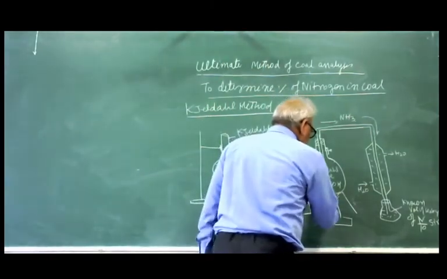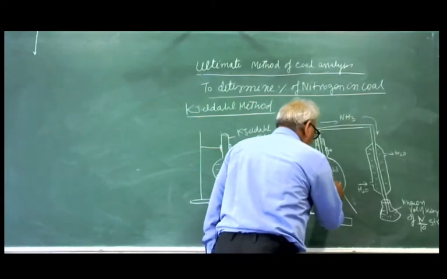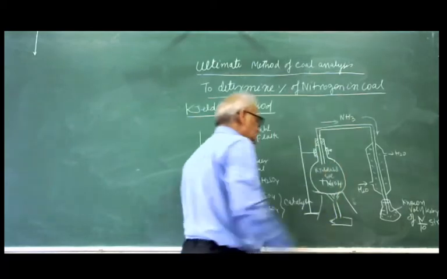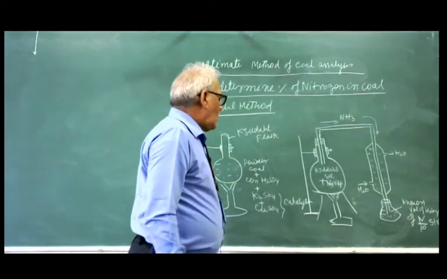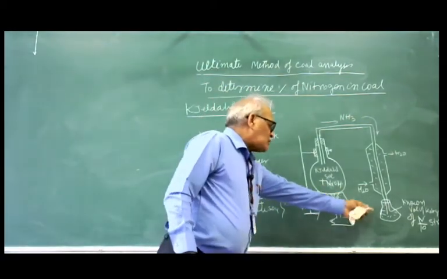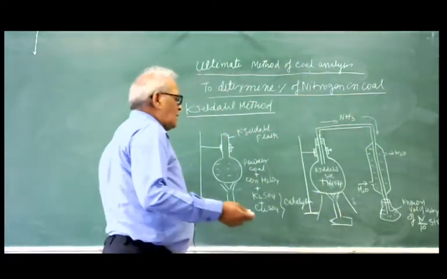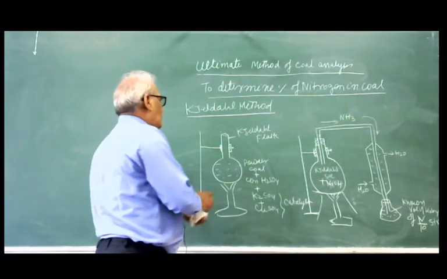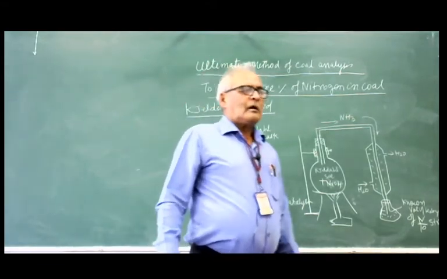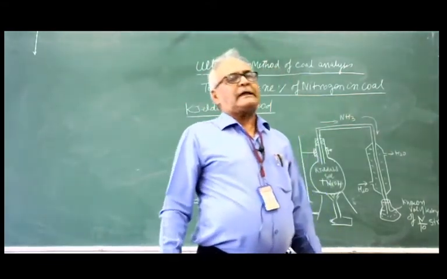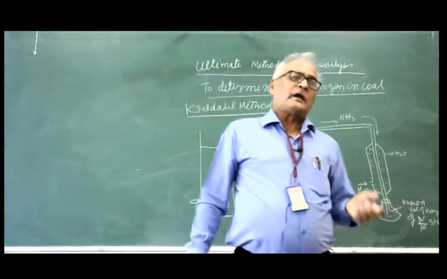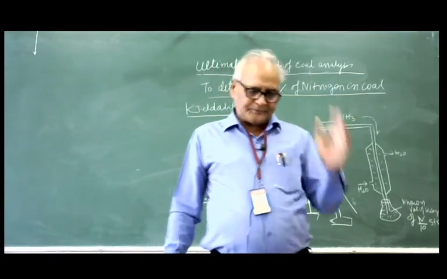You can take NaOH, like this. So, unneutralized sulfuric acid will be titrated by NaOH. You know titration, we will take a burette, and fill the burette with NaOH whose strength is known. Strength of the NaOH should be known.